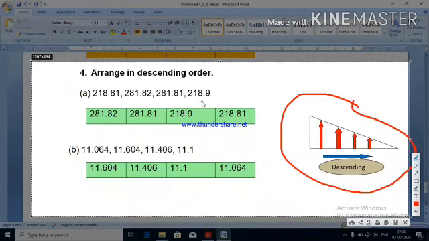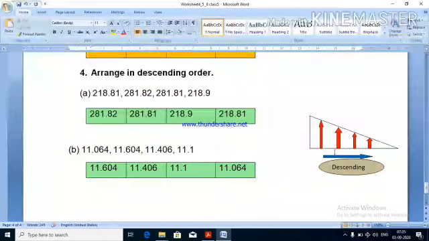In a similar manner, we have to do question B also in descending order, that is, from bigger number to smaller number. Okay, that's all for today.